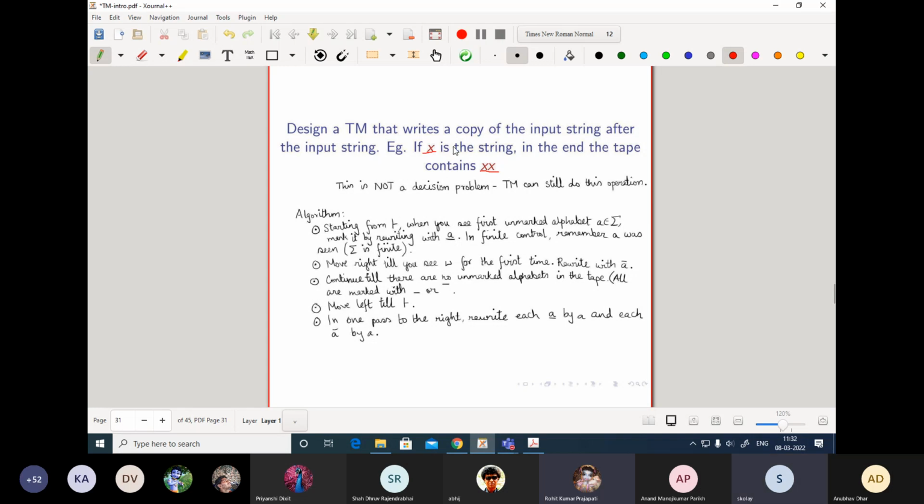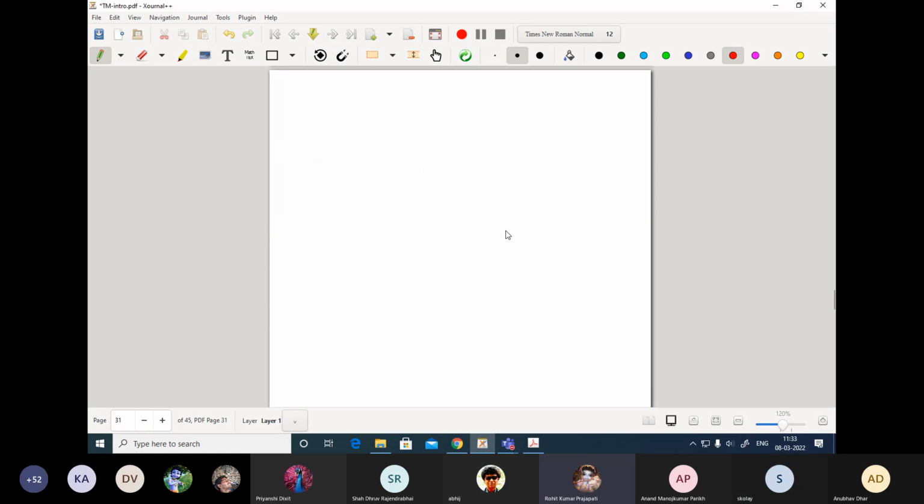This is one algorithm. You can think of others. So basically what you're doing is on X, so you have the Turing machine.